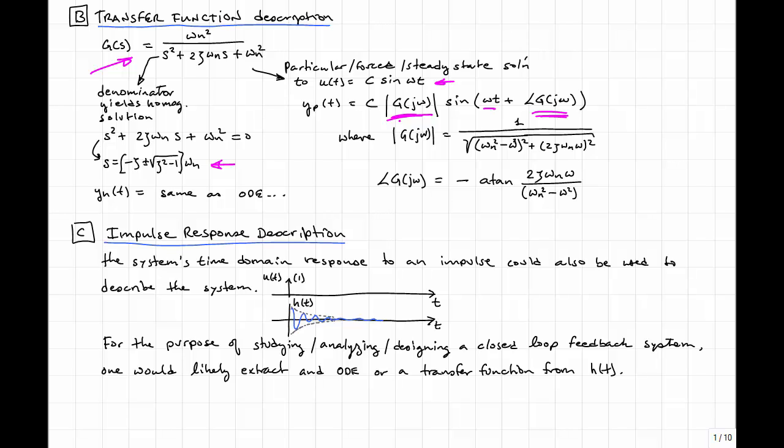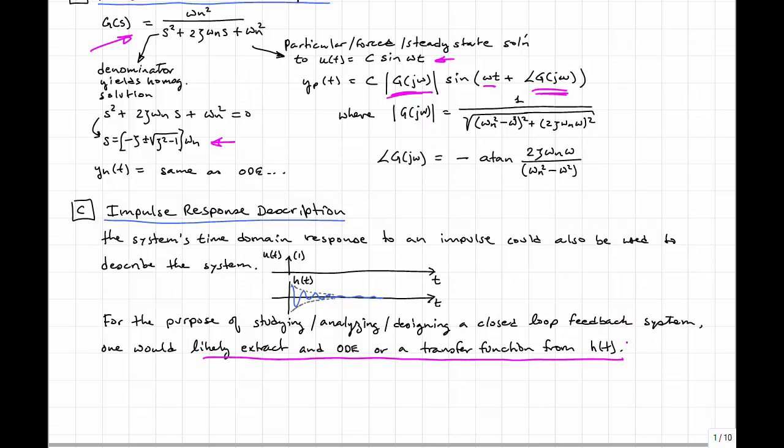function. Now, for the purposes of doing closed loop system feedback design, if we were given an impulse response description of the system, we would likely take the time domain response h of t, the impulse response, or the unit step response g of t, and we would extract the ODE or a transfer function from the time domain response. So in the end, I'm going to assume that we will either have the ODE or the transfer function at our disposal. So we won't look any further at the impulse response at this point.